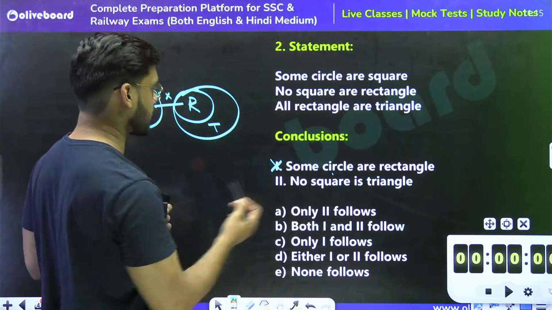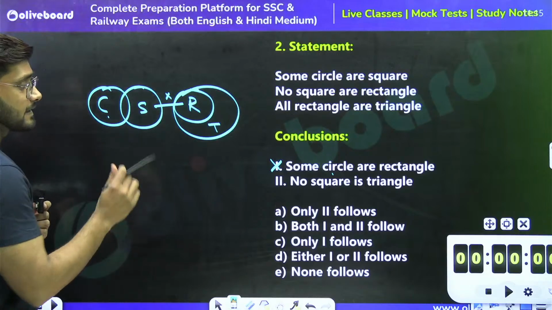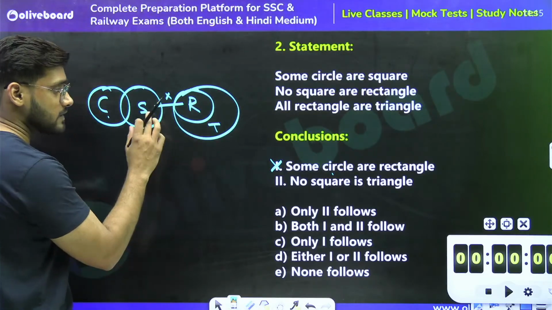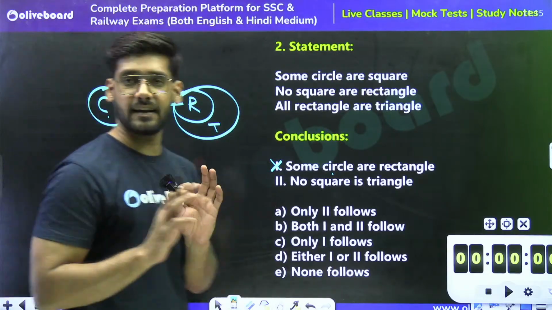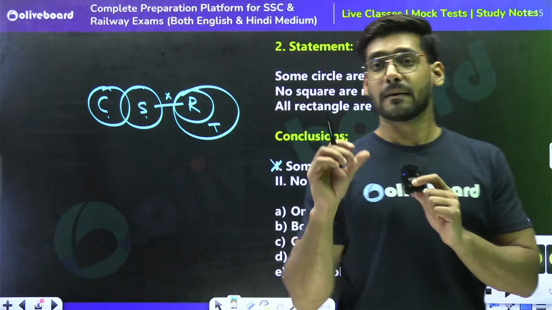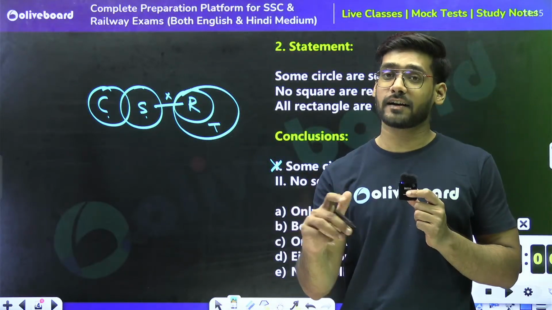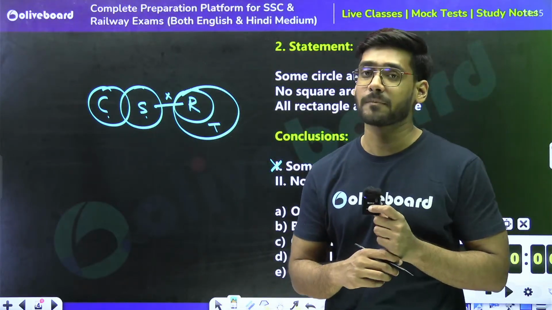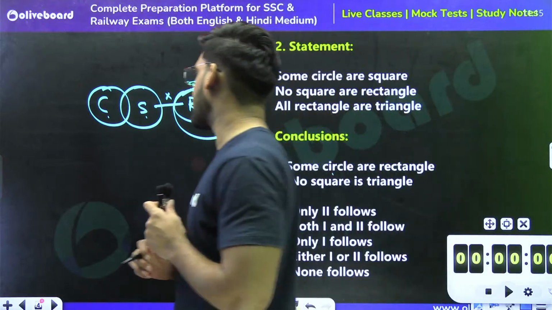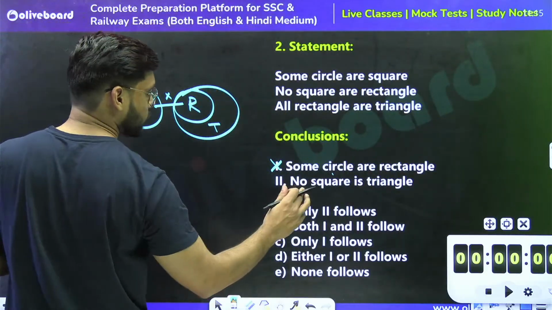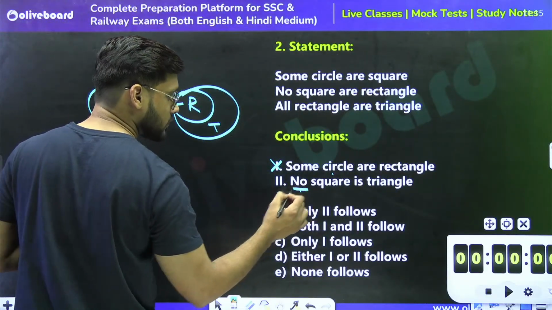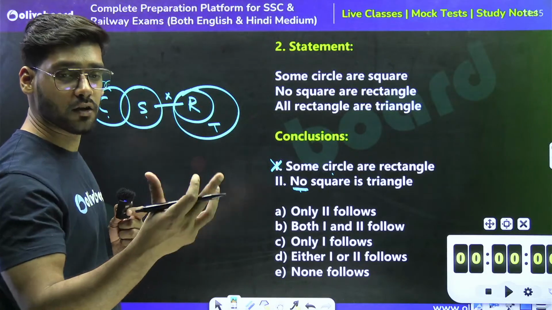No square is triangle. In this question also there is nothing given between square and triangle. But is there something given in a hidden way? No, not in a hidden way either. No square is triangle. He is saying no. No means none of the square is triangle.